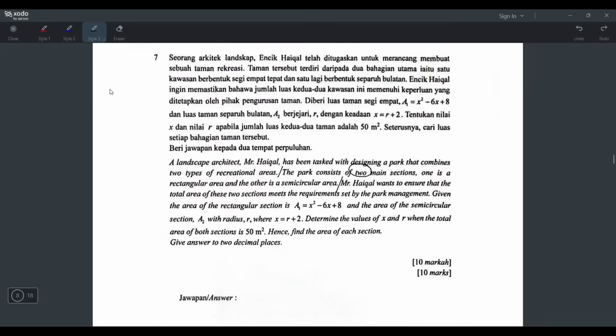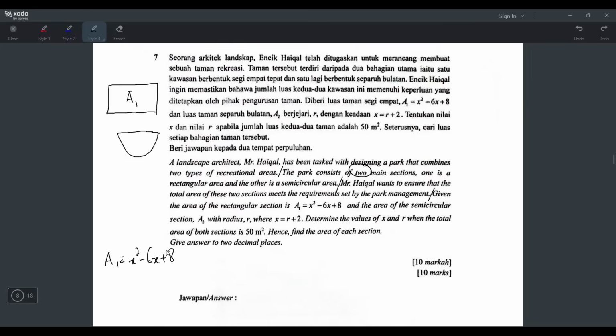Okay, I think I need to draw it out. So this is how the park looks like. There's a rectangle and there is a semicircle. There's like two sections in the park, right? Rectangle, semicircle. Semicircle means half a circle. Yeah, half a circle. Okay, Mr. Haikal wants to ensure that the total area of these two sections meets the requirements set by the park management. Okay, given that the area of the rectangle is A1, x squared minus 6x plus 8. So let's write this down. So the area of the rectangle must be this x squared minus 6x plus 8.